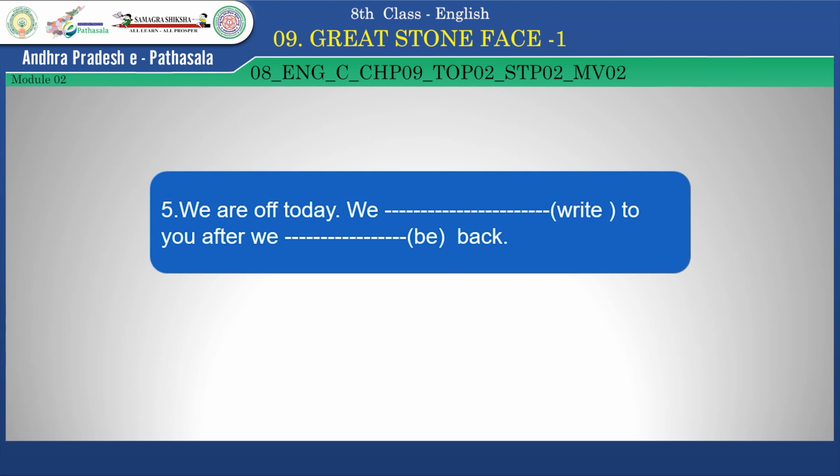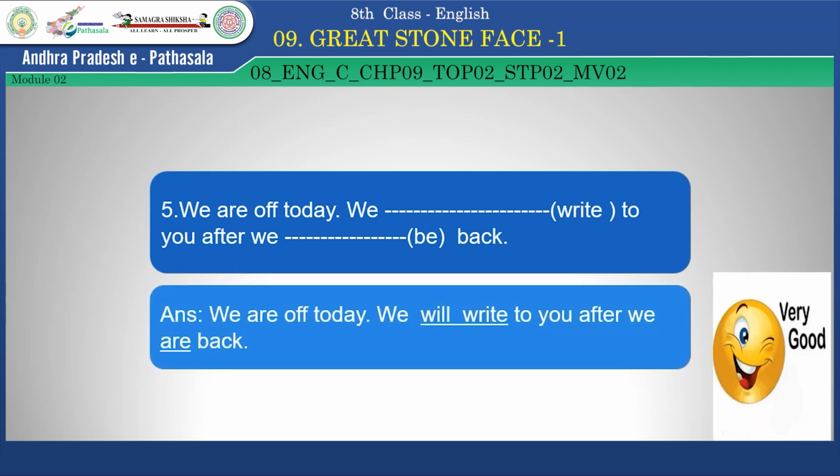Number 5. We are off today. We blank write to you after we blank be back. Answer. We are off today. We will write to you after we are back. Very good. Dear children, I think you have understood how to use appropriate verb forms in conditional clauses. Now let us see the writing exercise given in our textbook.